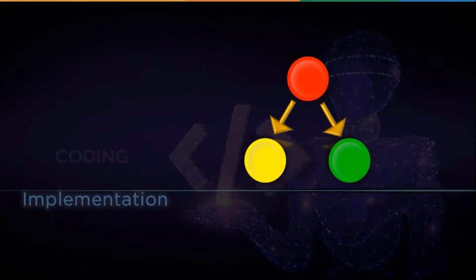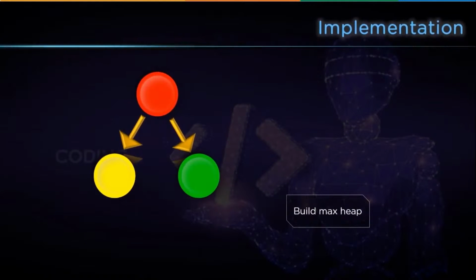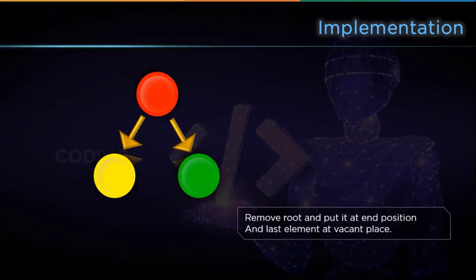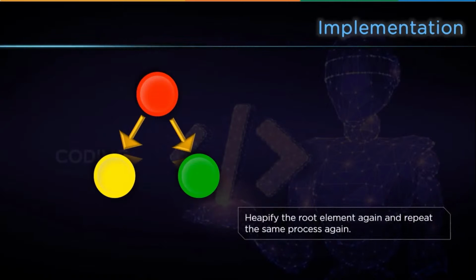Now let's discuss implementation of heap sort. First, we will start with creating a max heap of elements present. Next up, we will remove the element at the root and put it at the end of the array and put the smallest element at the root. After that, we will reduce the height by 1. Finally, we will heapify the root element again and repeat the process from step 2. Now let's try to implement this algorithm in the code editor.